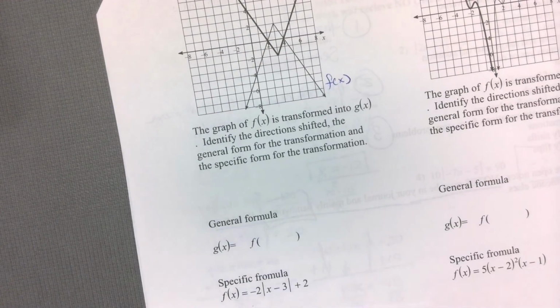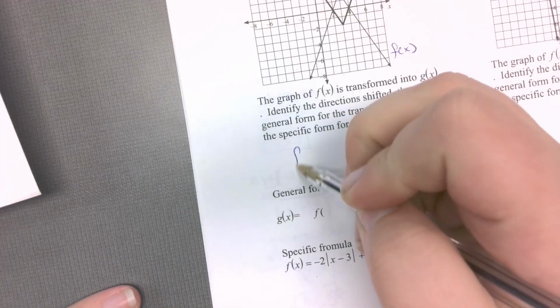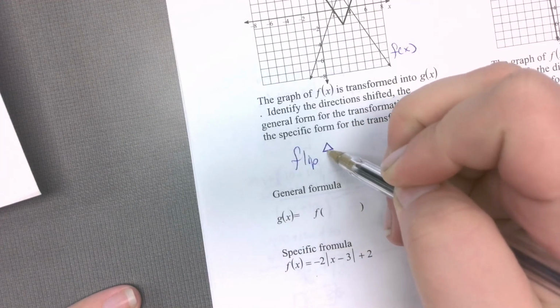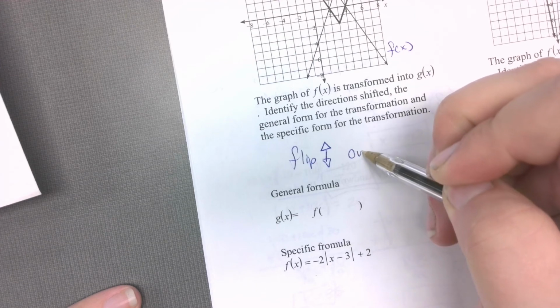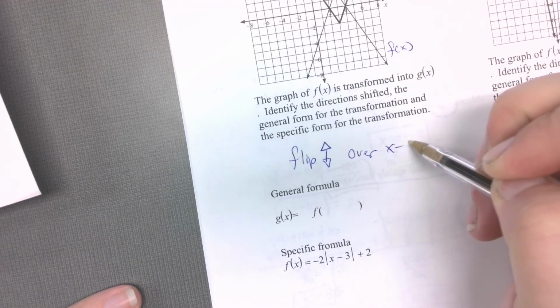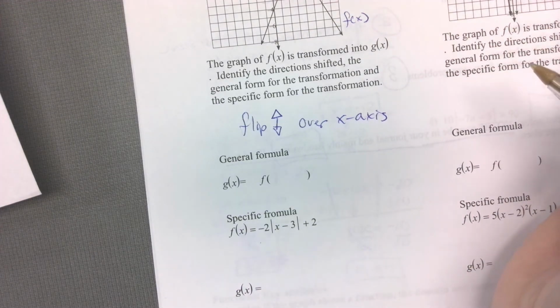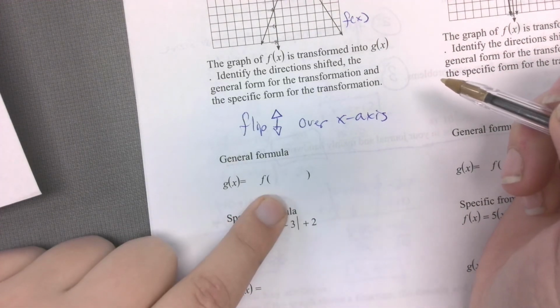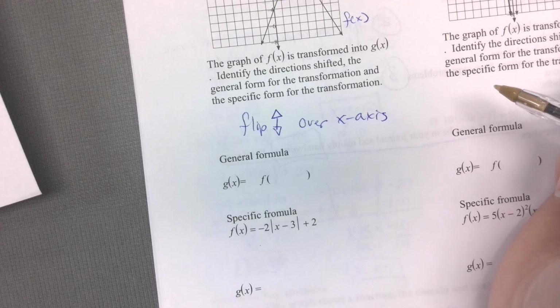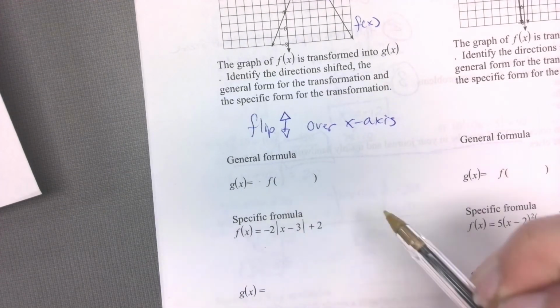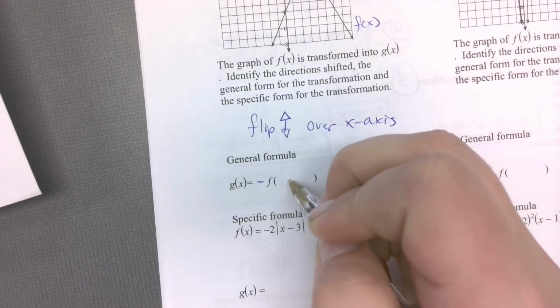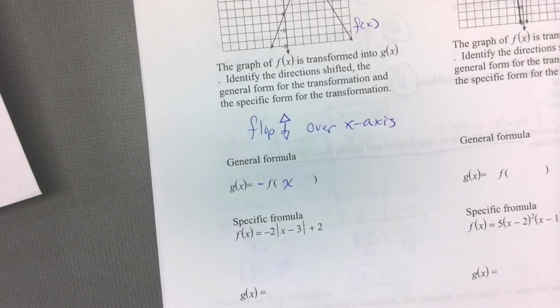So all we're going to do right here is say flip, and you can draw the arrows, or you can write out over the x-axis, but honestly, I like arrows because it means you really understand what's going on. And where are we going to put the negative? In front or inside? In front, and just put an x inside. You guys with me?